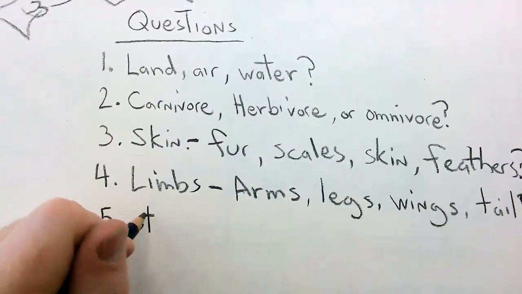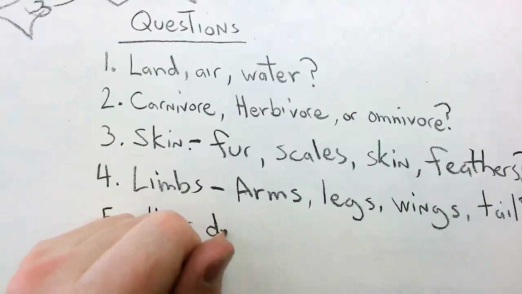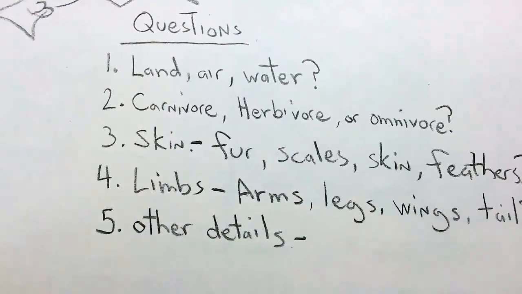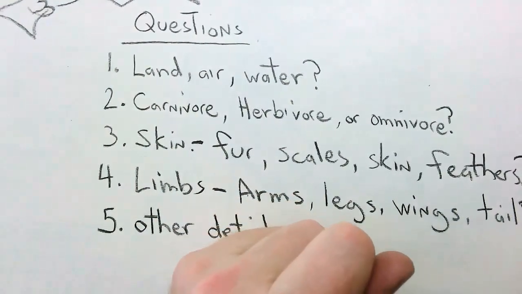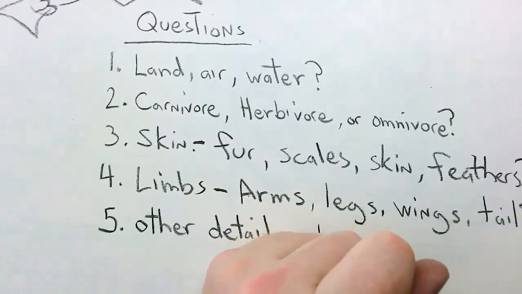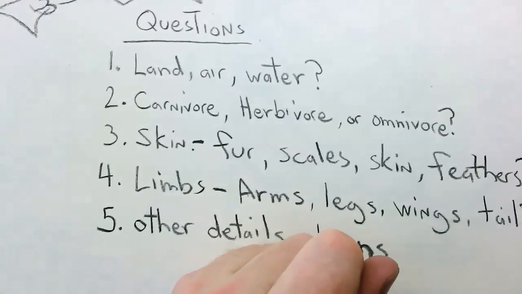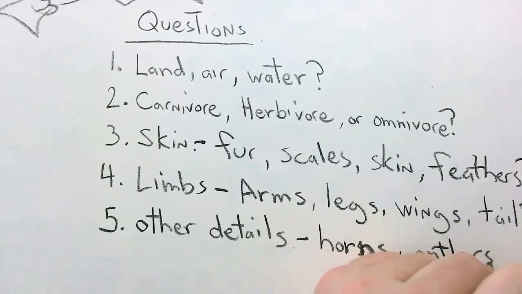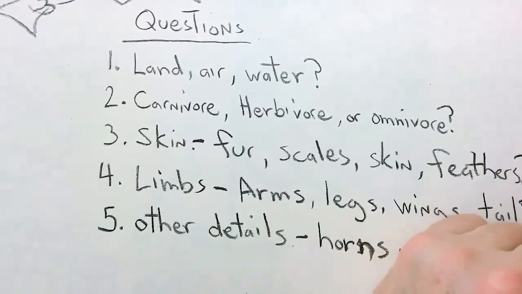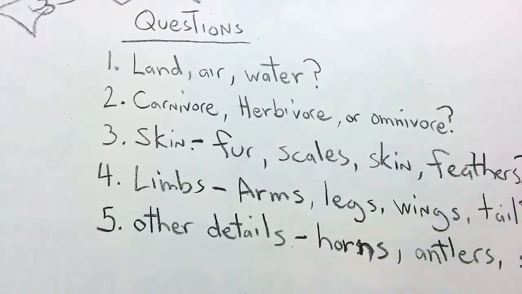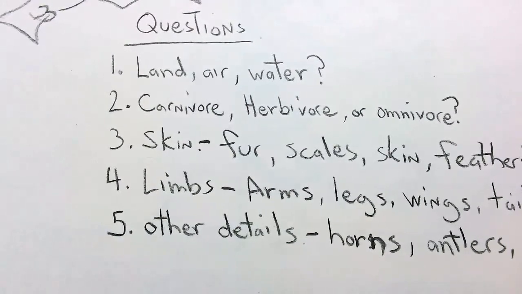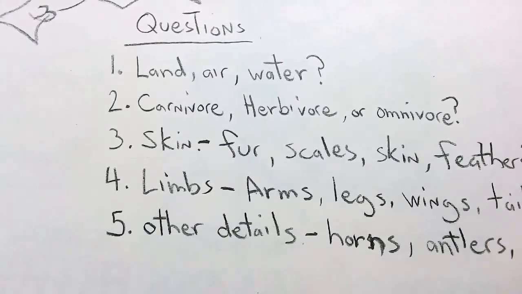Finally, number 5. I'm going to put number 5. Guys, don't lose me. Other details. Other details would refer to horns. Horns, antlers, spikes. What other details are significant enough that you feel it's worth bringing up in terms of the other details?